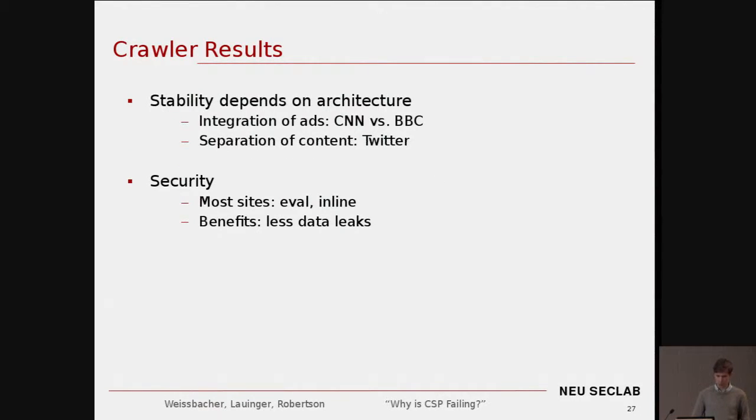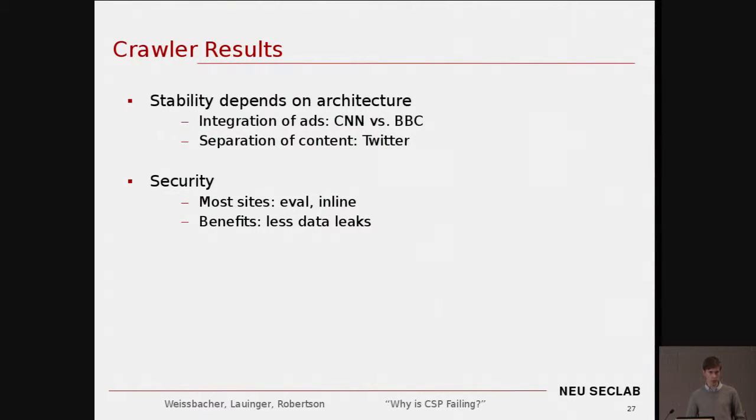What happened is the stability varied strongly, mostly depending on ads. CNN, for example, was a very good example. They have their ads isolated in iframes, and although they have real-time bidding and such, it was stable and the rules were fine. BBC, on the other hand, they use the real-time bidding code in the same context as their main site, so they are not even aware who is going to display the ads once this is served to the client. So CNN good, BBC didn't work so well.